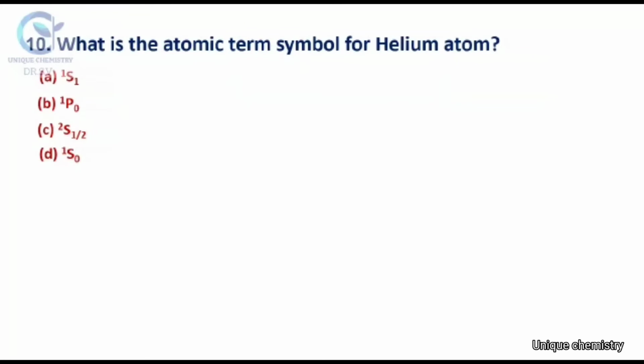Question number 10. What is the atomic term symbol for helium atom? Actually, it is a completely filled orbital. You see, it is 1s2. The electronic configuration for helium is 1s2, and L value is equal to 0, as it is completely filled, and S is also 0. So for any completely filled orbitals, like s orbital or p orbital or d orbital, the term symbol will be singlet S0. So option D is the correct option for question number 10.